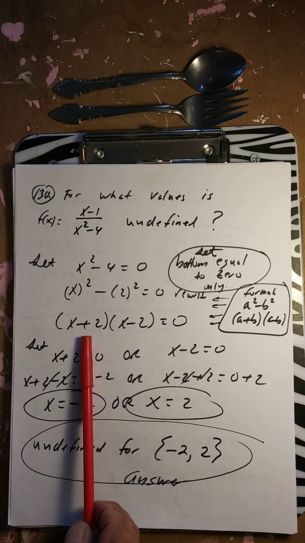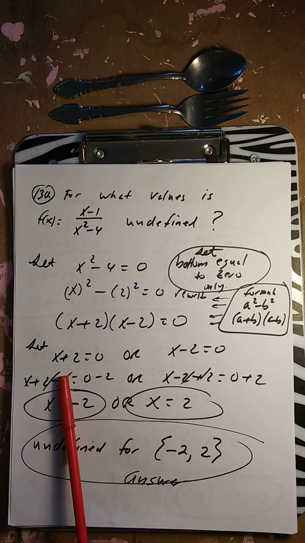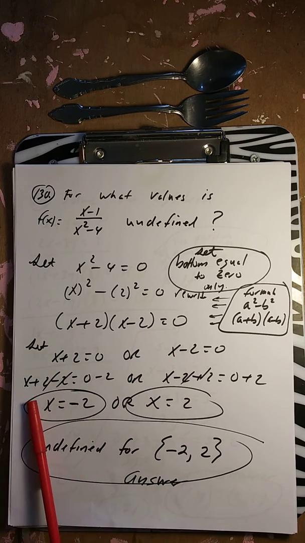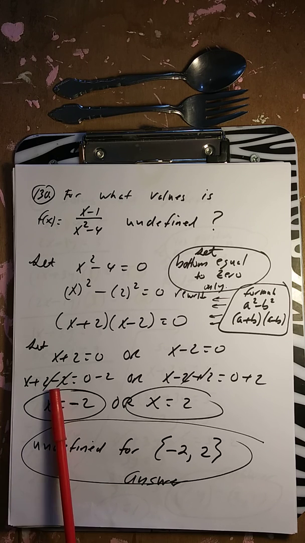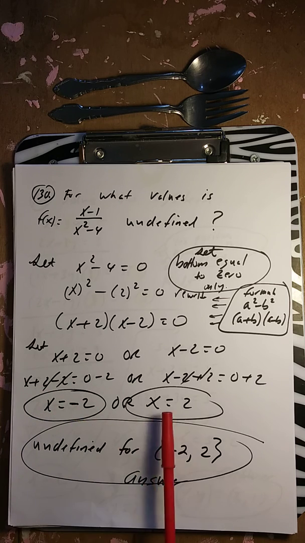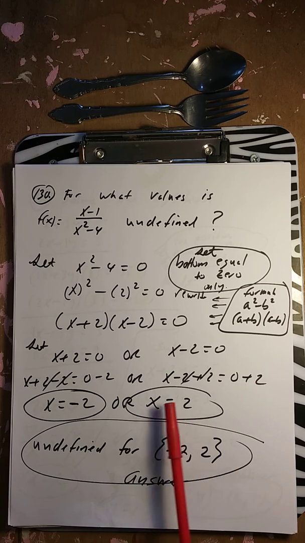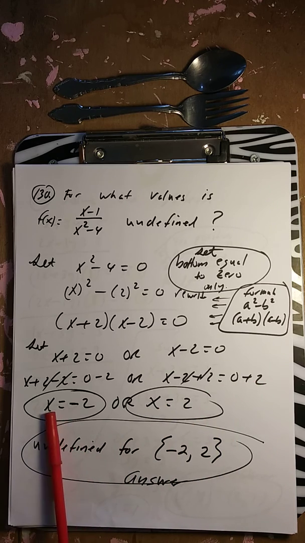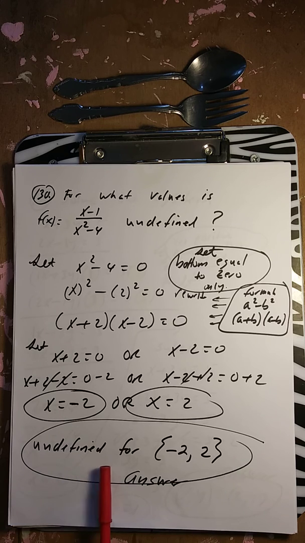So that's going to be x plus 2, x minus 2. Set x plus 2 equals 0, x minus 2 equals 0. So this one's going to give you x plus 2 minus 2, minus 2, so x is negative 2. Or x minus 2, add 2, so x equals 2. So we have x equals negative 2 or x equals 2. So this function is undefined for x is negative 2, or x is positive 2.